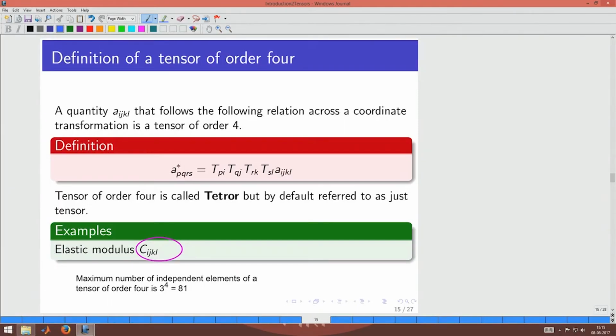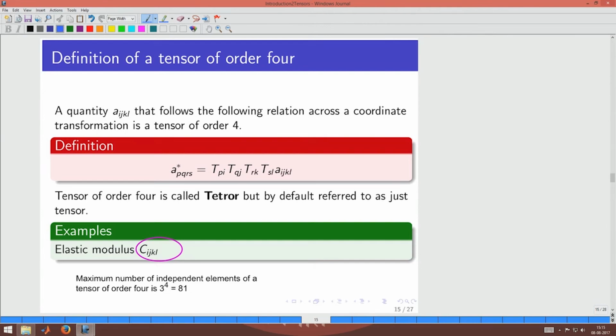So, just to practice, on the right hand side, what are all the dummy indices? You can see that i, j, k, l are repeated. So, they are dummy indices on the right hand side. The free indices are p, q, r, s, which means there are 4 free indices, because the tensor is of order 4. The technical name of a tensor of order 4 is tetrad, but very often people do not use that. People say tensor of order 4.